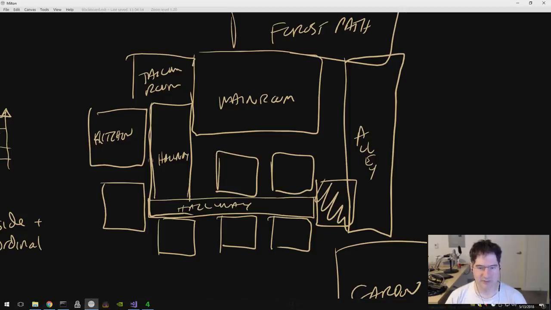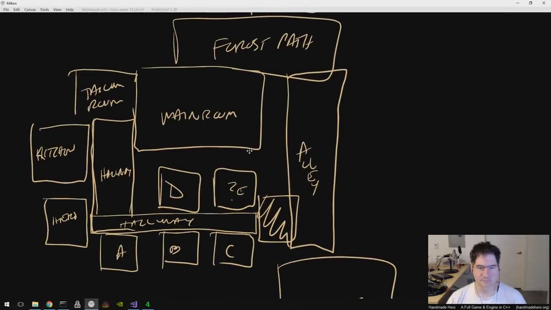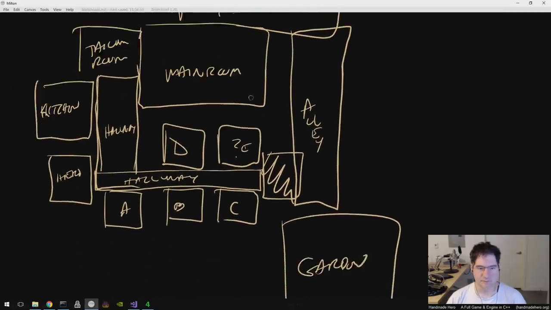So let's just say here's the Hero's bedroom. Here's A, B, C, and D. Looks like there might be an E here. Cross that bridge when we come to it. Also, maybe we want this to be, you know what, let's make a slight change. Let's make this a little bit more sane. Let me redraw this.